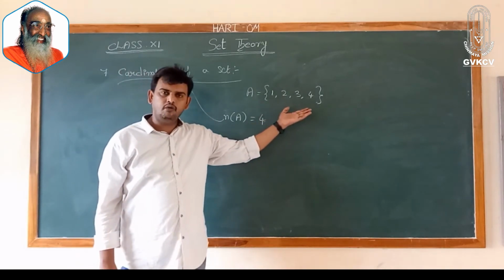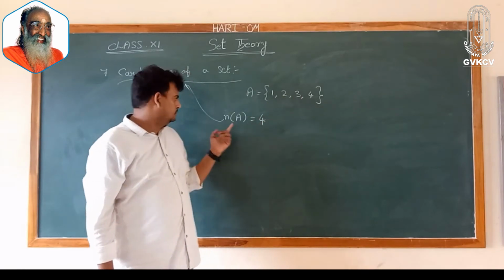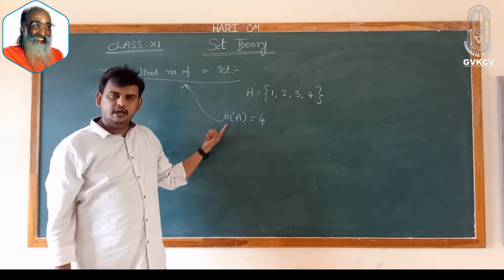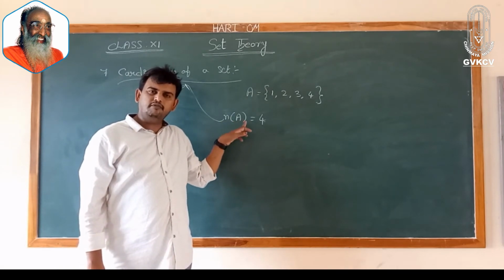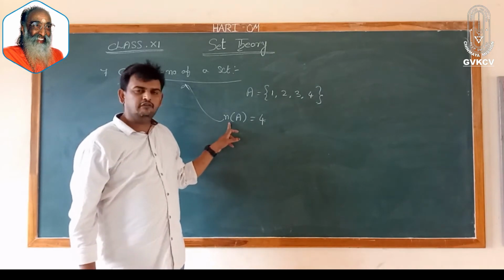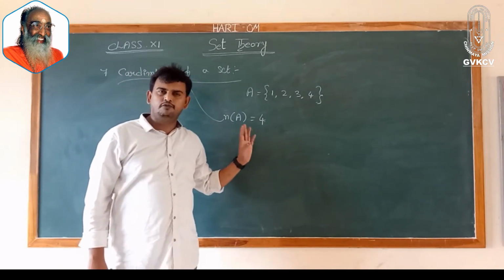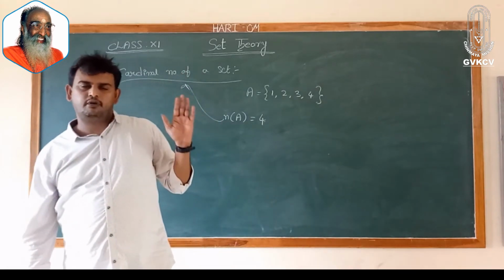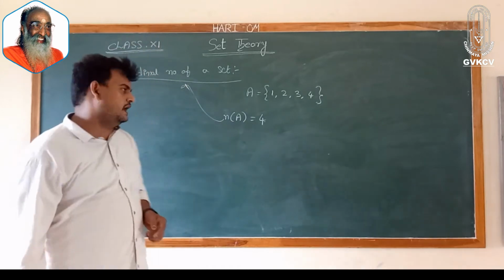How many elements do you have? 4 elements. What are they? 1, 2, 3, 4. So that we can represent symbolically n of A. N of A means cardinal number of A. In another way, usually we call it as number of elements in A. N of A is equal to 4 means what? Cardinal number of A or number of elements of A.